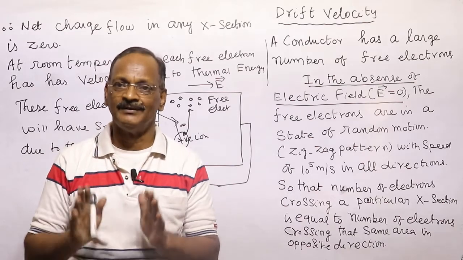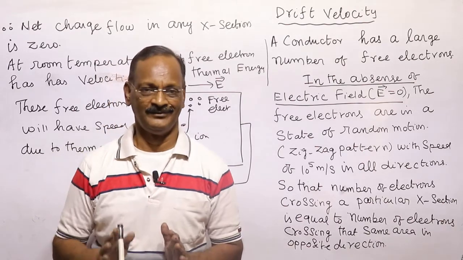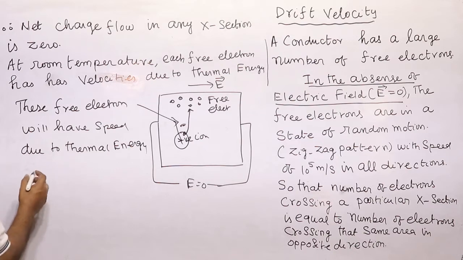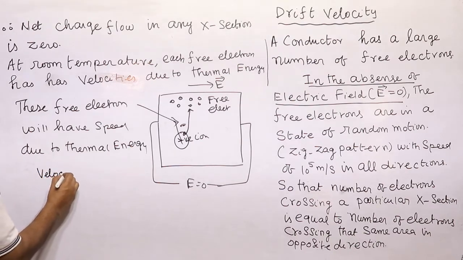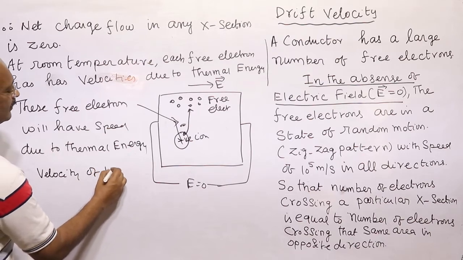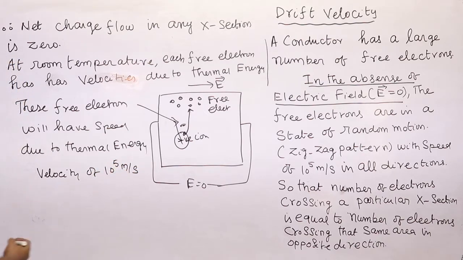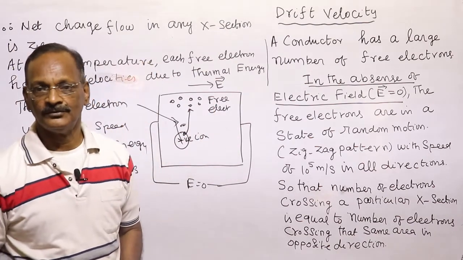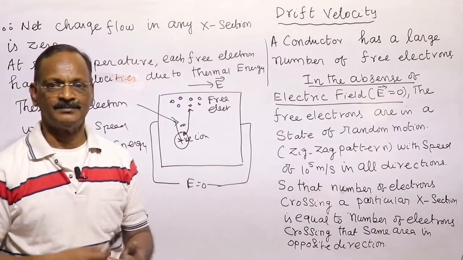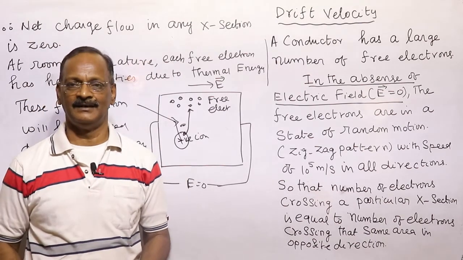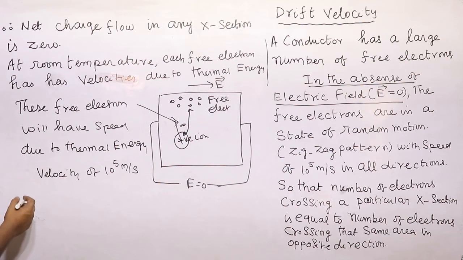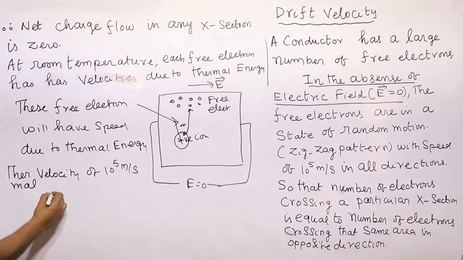It means it is moving in all possible directions, in random directions, so it will have speed, it will have velocity. What is the velocity? It will move with a velocity or speed of 10 to the power 5 meters per second. That is, when the electric field is not applied, the electrons move with thermal velocity, because they are moving due to thermal energy. That speed we call thermal velocity, which is denoted by U.